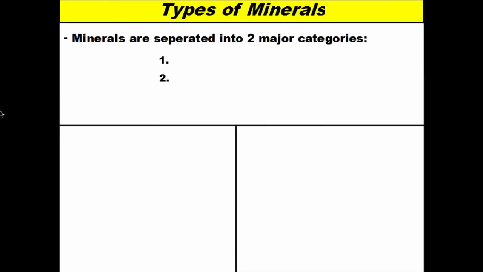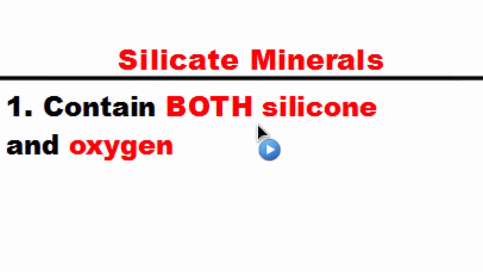Okay, now minerals can be separated into 2 major categories. They are called silicate minerals and non-silicate minerals. So let's take a look at the differences between the two. The main difference between a silicate mineral and a non-silicate mineral is the presence of 2 elements. Number 1, silicate minerals contain both silicon and oxygen. So in order to be a silicate mineral, it must have those 2 elements inside of it. Not one or the other, but it needs to have both.